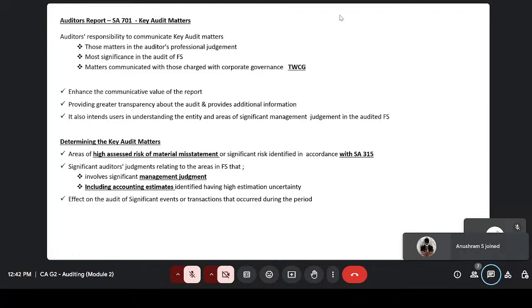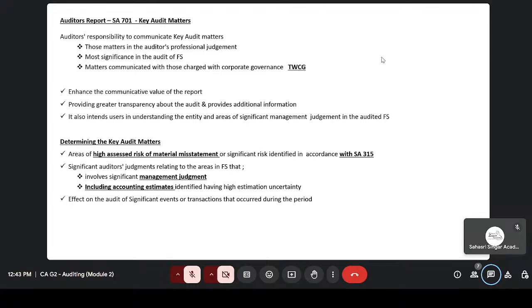Even if you refer to the real practical scenario in any corporate entity's auditor's report, you will see these types of points only. It also enhances the communicative value of the report, providing greater transparency about the audit and additional information. It helps the users, who could be creditors, bankers or shareholders, to understand the entity and the areas of significant management judgment taken. So not only the professional judgment, but also the communication with those charged with corporate governance and the transparency. So these are the matters discussed in the key audit matters paragraph. When you write in the examination, it will be a different thing.